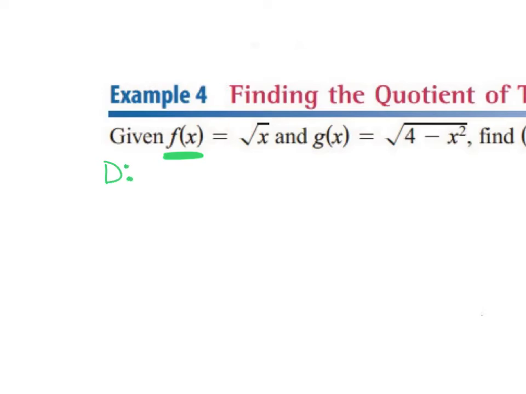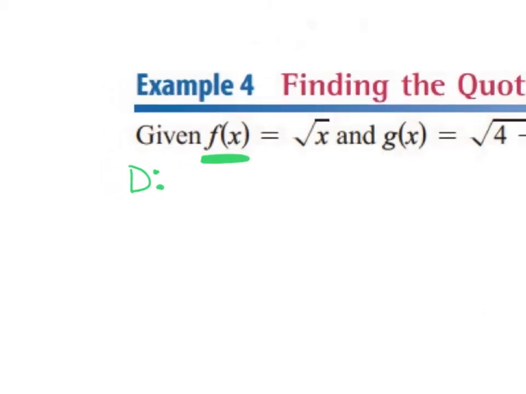It can be anything, right, except 0. Can we take the square root of a negative number? No. So all positive numbers? Right, so including 0, because we can take the square root of 0, which is just 0. We just can't take the square root of a negative number. So including 0 to infinity. So that's our domain for f of x.